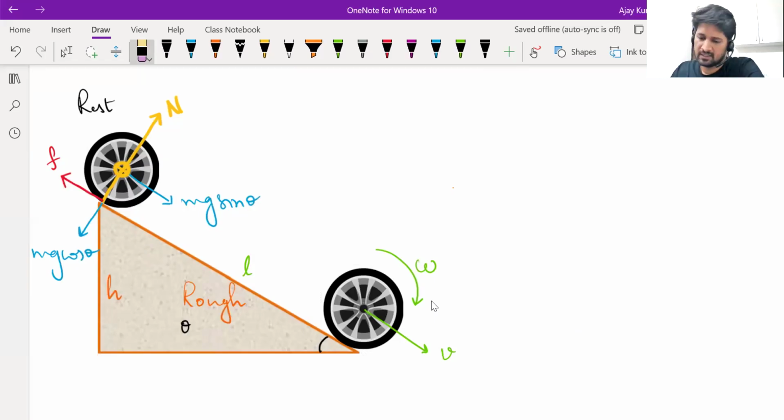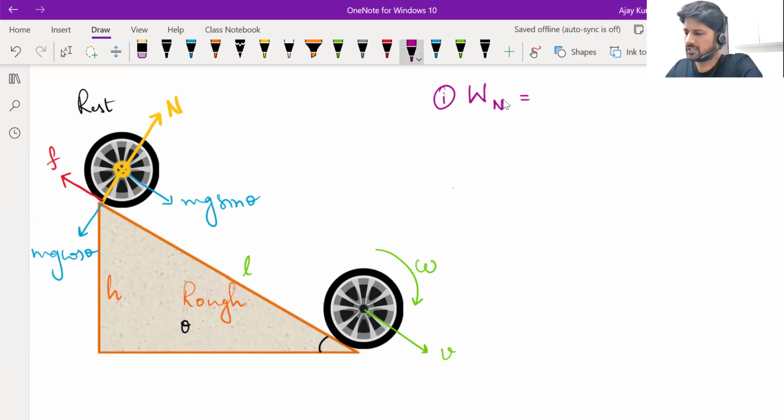So let's see. One of you tell me, what do you think will be the work done by normal force? Zero, negative, or positive? Exact magnitude we'll calculate later if necessary. Is work done by normal force as the object rolls down zero, negative, or positive? Zero, sir.